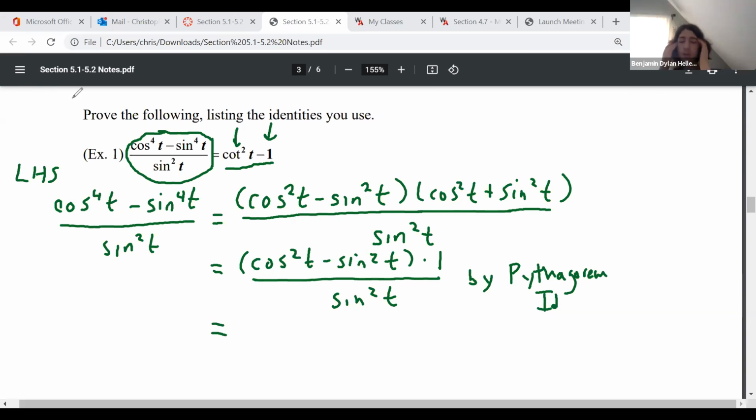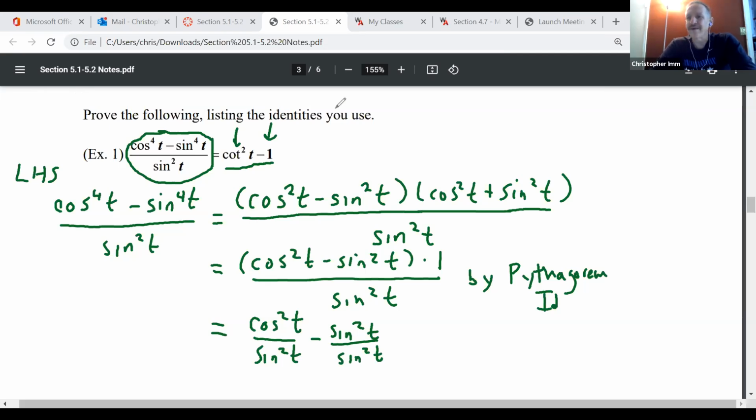So we'd split into two individual fractions, cosine to the power 2 of t over sine to the power 2 of t, and sine to the power 2 of t over sine to the power 2 of t. So that'd be 1 on that white term, and that'd be cotangent squared, obviously, since it's on the left side. Excellent. Very nice.